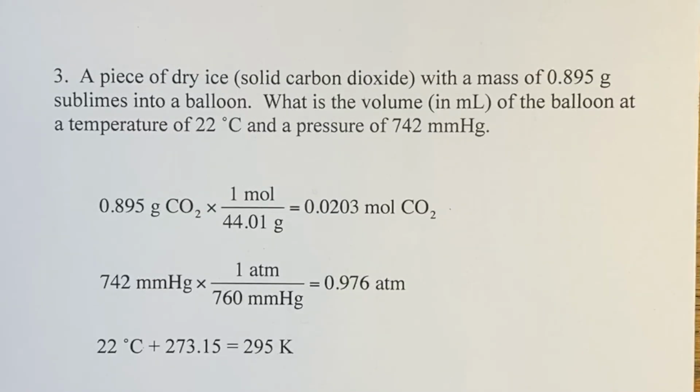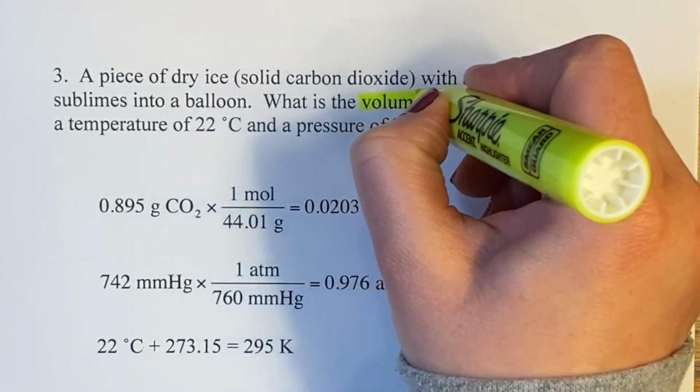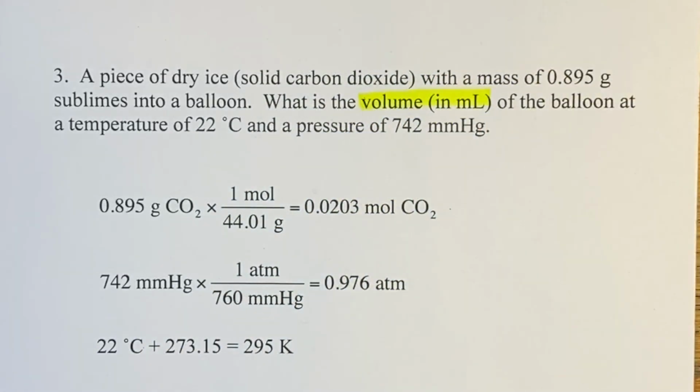Question number 3 says, a piece of dry ice, which is solid carbon dioxide with a mass of 0.895 grams, sublimes into a balloon. What is the volume in milliliters of the balloon at a temperature of 22 degrees Celsius and a pressure of 742 millimeters of mercury? So there's a lot of information that has been given to us in this problem. Ultimately, we are looking to solve for a volume in units of milliliters.